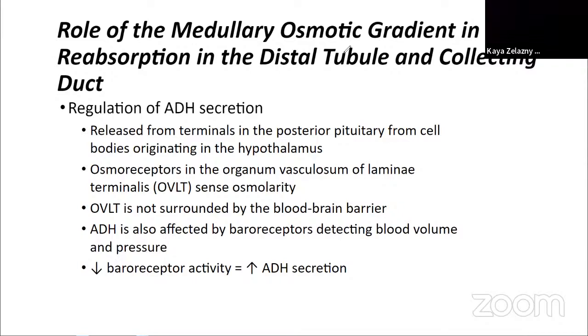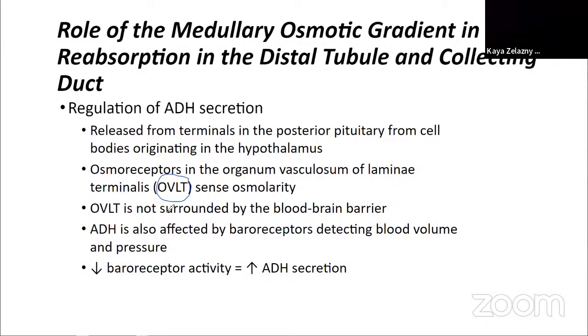And they happen to be in a place called the organum vasculosum of the lamina terminalis. Okay, so we just call it OVLT, and every time I see this acronym, I think about "oval-T." I don't know why. But they're sensing osmolarity, right? So they're sensing your plasma, sensing the solutes, which is going to tell us whether we want more water or not.